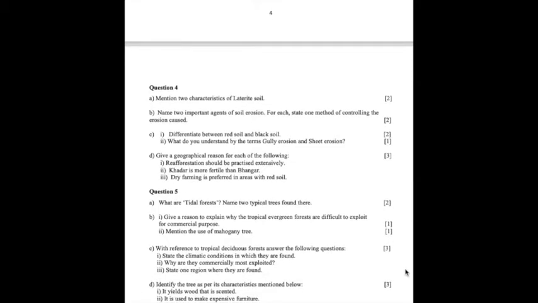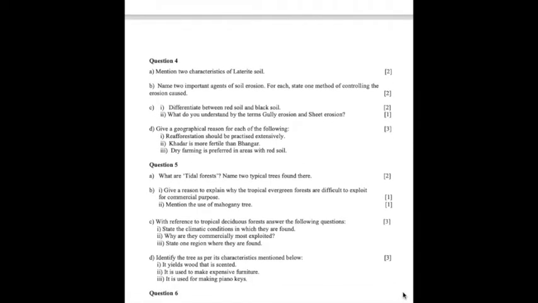Natasha, question 4 you can do. Okay. Do you want to do the map before this or do you want to do map last? You can do it last. The map, okay.